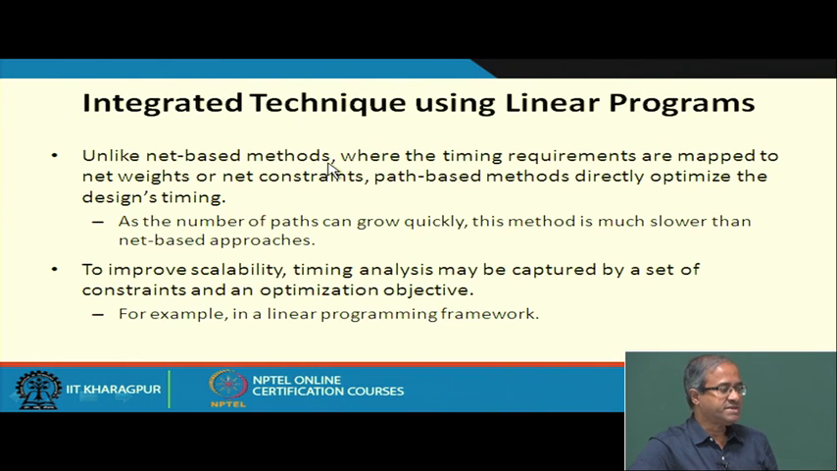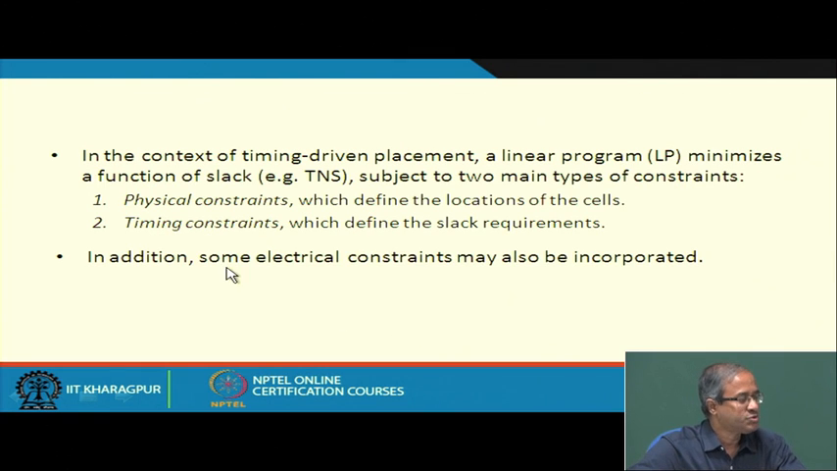So, in the net based methods, you recall the timing requirements are getting mapped to net weights or constraints, while the path based methods directly look at the timing for the paths, but the path based methods are not scalable. The number of paths can grow very quickly. Okay. So, for scalability and good performance, the timing analysis can be captured by a set of constraints and objective function that can be optimized. For example, the one that we present here uses a linear programming formulation. So, how does it work? They actually specify two kinds of constraints.